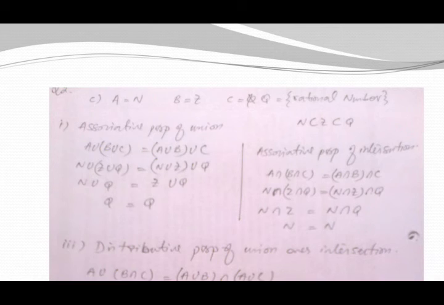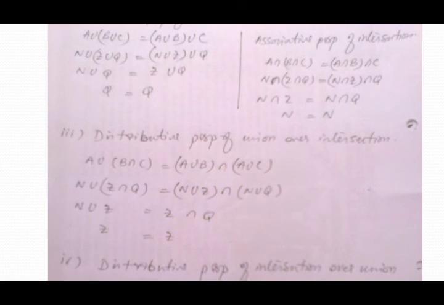Union of Z and N is equal to Z, and intersection of N and Z is N. In union, we have to write the larger set, and in intersection, the smaller set. N is smaller than Z, and Z is smaller than Q. And this is the distributive property.